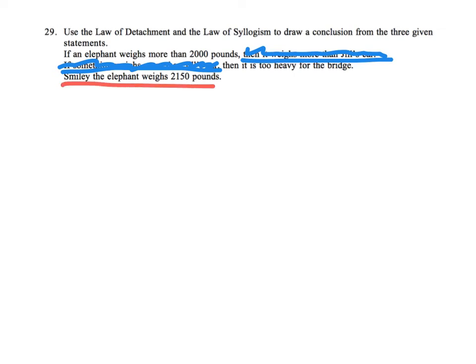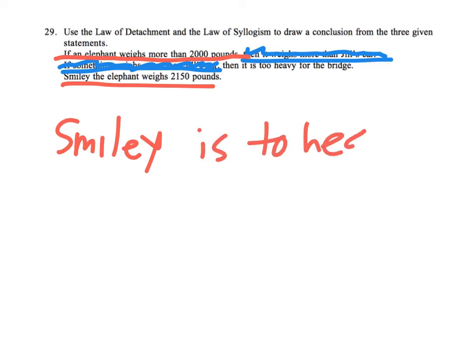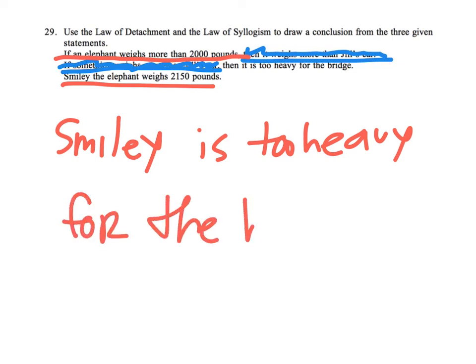Smiley the elephant weighs 2,150 pounds. So what do I know about Smiley? Well, he weighs more than 2,000 pounds. It matches the first one. So my answer is going to be Smiley is too heavy for the bridge. Ooh, I forgot the 'no one too.' And that's my final conclusion. Again, we used our law of syllogism first, then we used the law of detachment to determine our final conclusion.